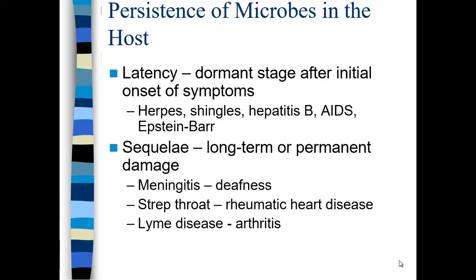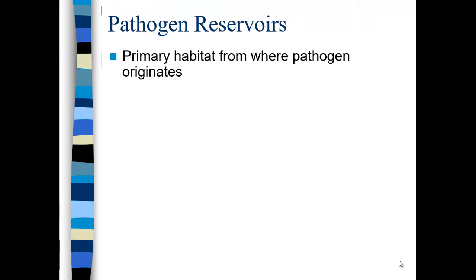Also, long-term damage has to be considered when microbes are persistent in the host. Meningitis can lead to deafness. Strep throat can lead to rheumatic heart disease. And Lyme disease can lead to arthritis. So the long-term damage of these particular disorders can be rather profound, and so it's important to treat disease. Okay, and then you have to look at where the pathogen resides, the primary habitat from where the pathogen originates.